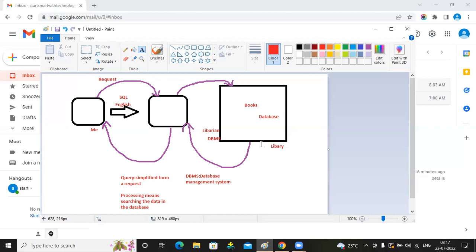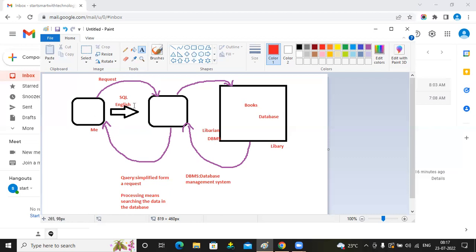To give clarity: first we go to the library and meet the librarian. The librarian processes our request and shows an output. To communicate with the librarian, we use a language called English. See here, I'm highlighting this.